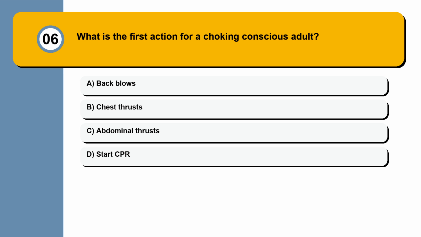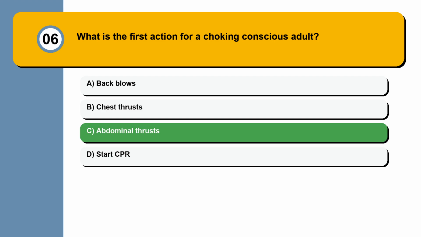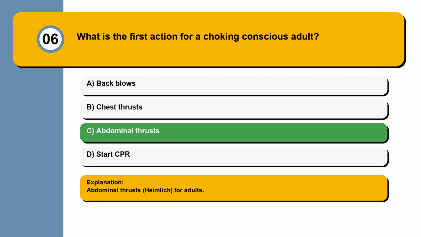Question 6. What is the first action for a choking conscious adult? Back blows, chest thrusts, abdominal thrusts, or start CPR? Abdominal thrusts, the Heimlich, for adults.